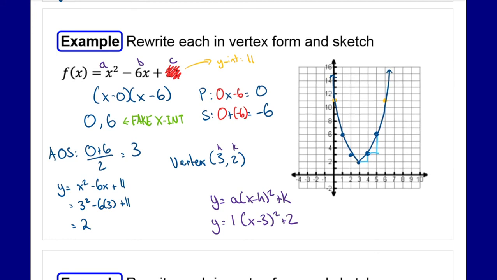So if you know your vertex and your step pattern, you can plot out multiple points. The nice thing is we also know a third point, that y-intercept, which we can plot and use symmetry to find on the opposite side.